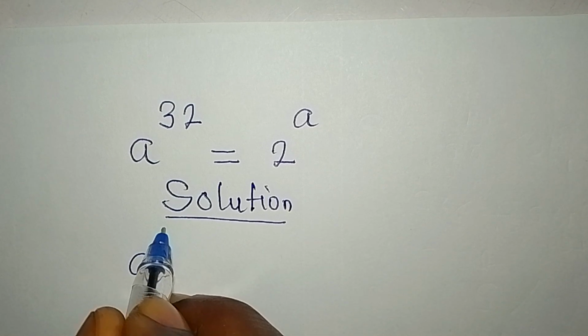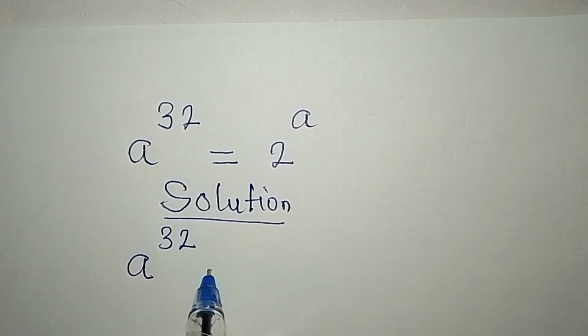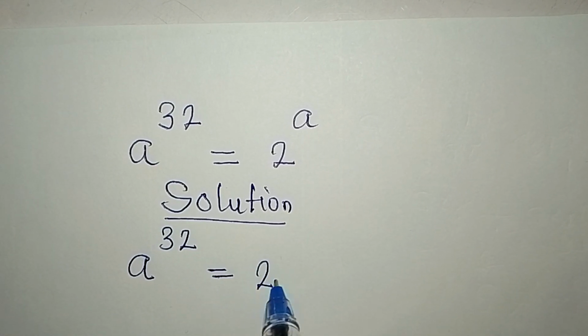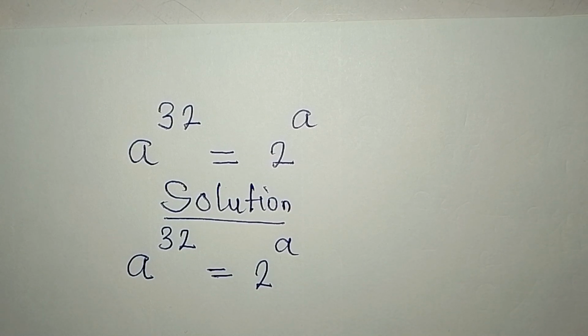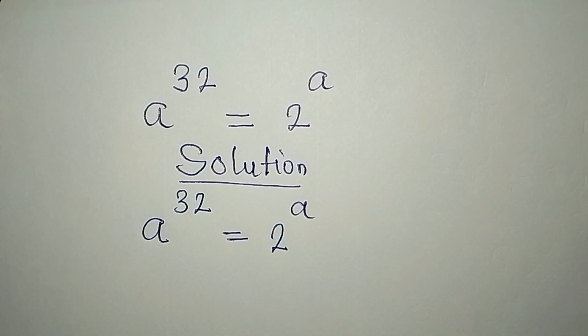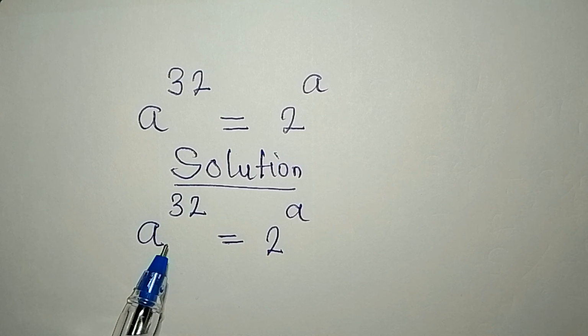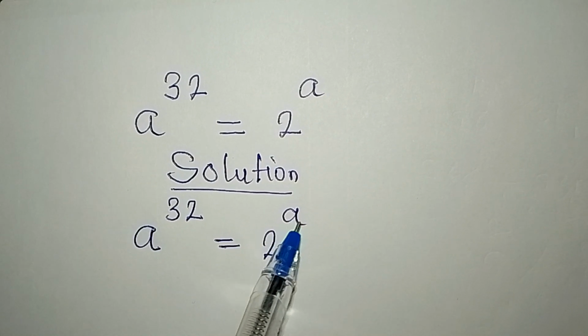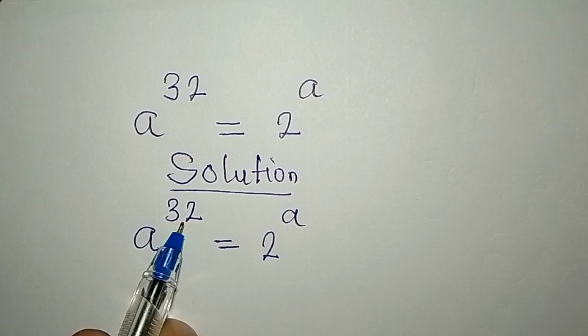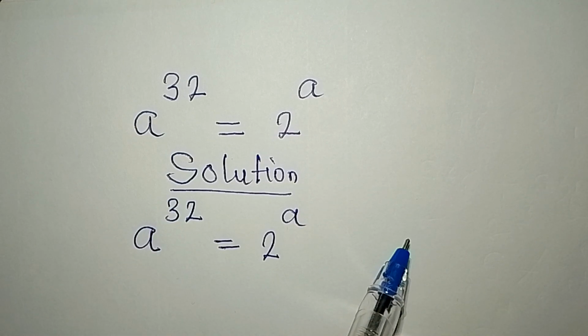We have a to the power of 32 equal to 2 to the power of a. We are looking for the value of a. But the first thing we are going to do is to move this power to the left and take this 32 to the right.